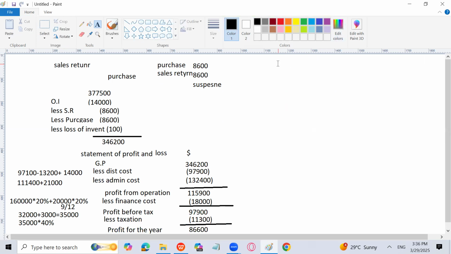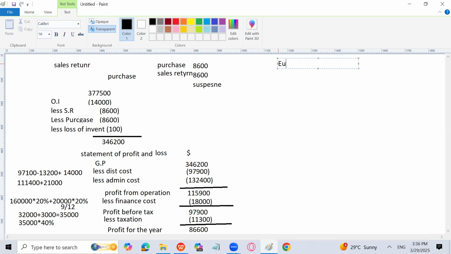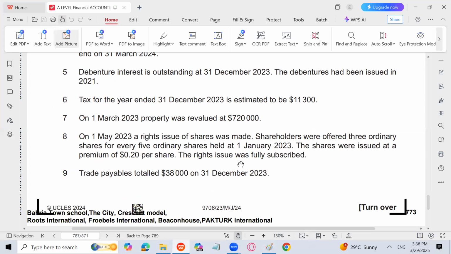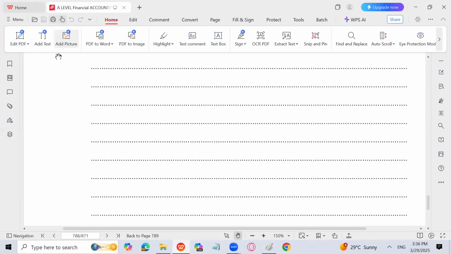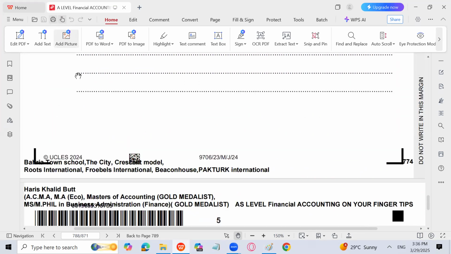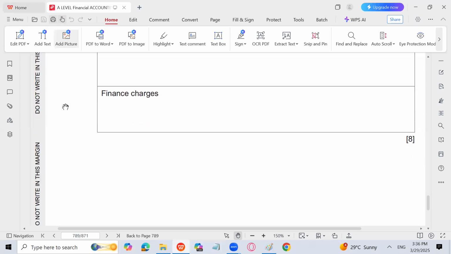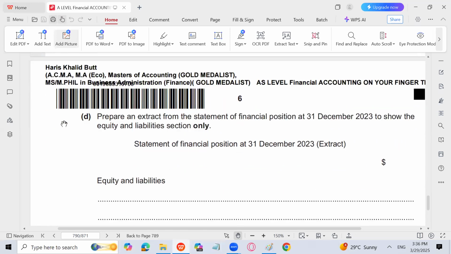Now, the examiner has asked us to prepare the equity and liability section of the statement of financial position, not the whole balance sheet. Only the equity and liability section is a requirement. We know that the equity section basically starts from the ordinary share capital. That is the main important part of the story. So let's go back towards the question again. Gross profit, statement of profit and loss is prepared. How many marks are given for that? 8 marks are given. So 10 marks we have attained.